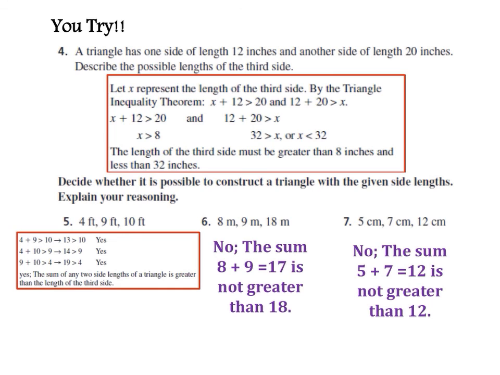Did you get that the lengths of the third side for number 4 must be greater than 8 and less than 32? And for number 5, all possible combinations work out to be yeses, so therefore the sum of any 2 side lengths of a triangle is greater than the third. So combinations of 4, 9, and 10 will form a triangle. And then for numbers 6 and 7, neither one of these will result in forming a triangle. For number 6, the sum of 8 plus 9 equals 17 is not greater than 18. And then for the sum of 5 plus 7 equal to 12 is not greater than 12.